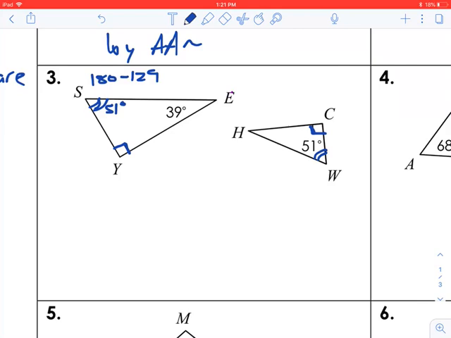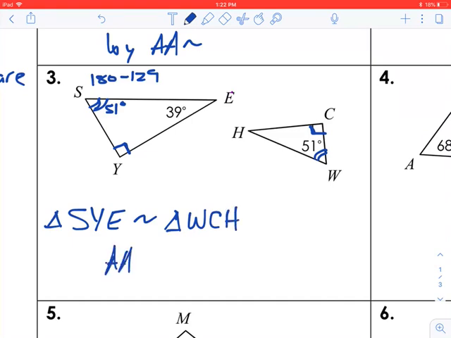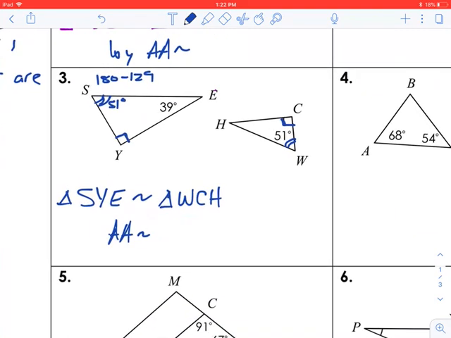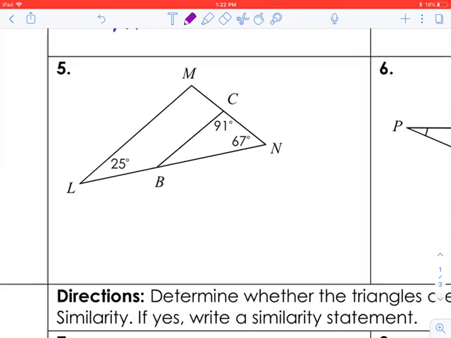So let's say I start with S, Y, E. That's the first triangle. S corresponds to W, so triangle W, and then Y goes with C. So WCH, by angle similarity. Okay? And so, last one here, and then we'll look at the next theorem.